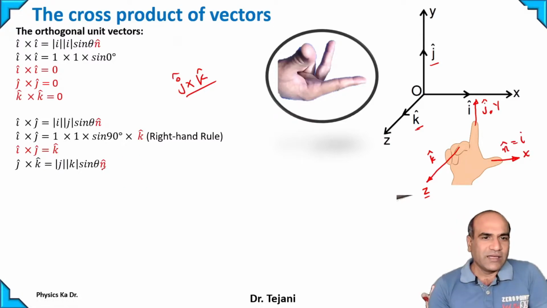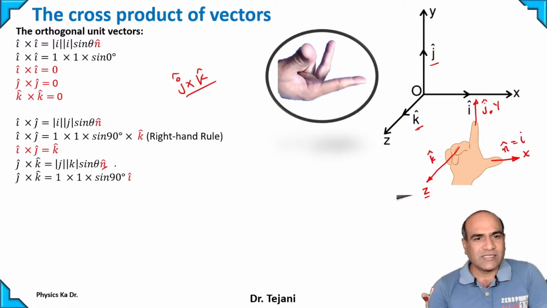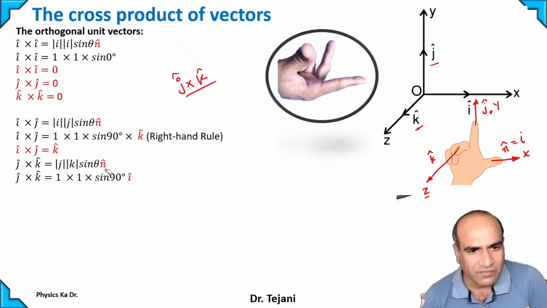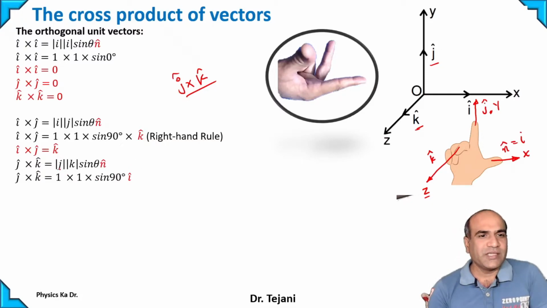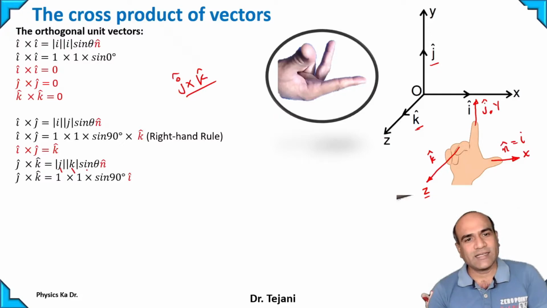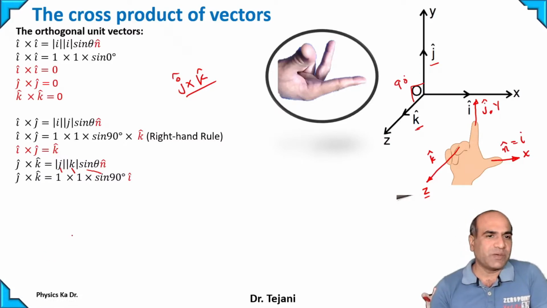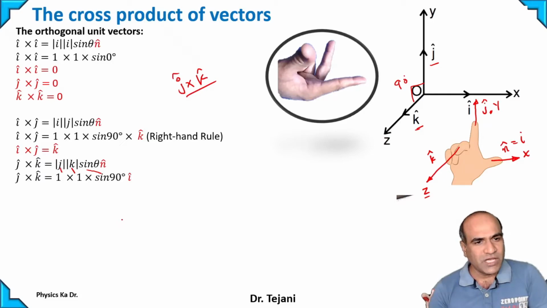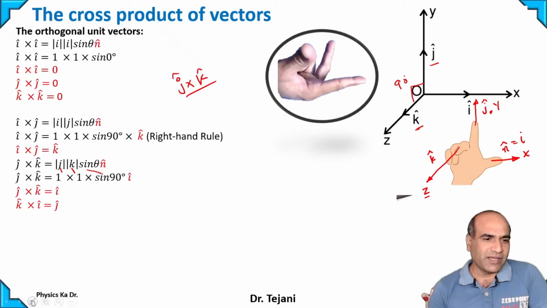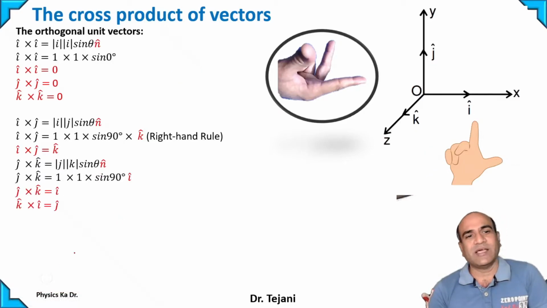which is equal to i, showing the x-direction. Therefore, here this resultant vector becomes i. |j| is 1, |k| is 1, sin 90 is also 1. We know that the angle between j and k is 90 degrees, because x, y, z are all mutually perpendicular to each other, and therefore j cross k becomes i.